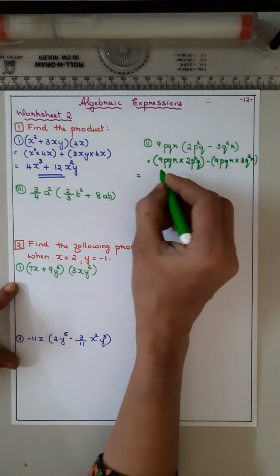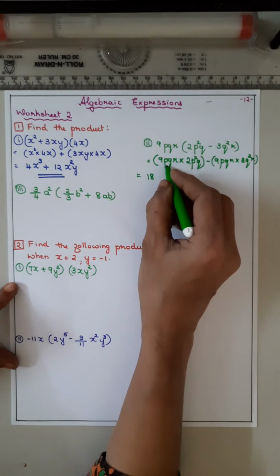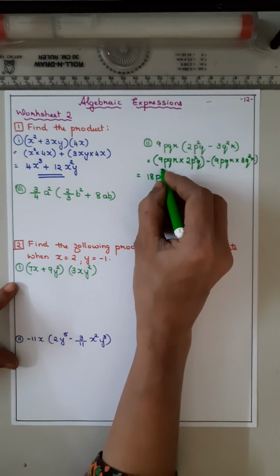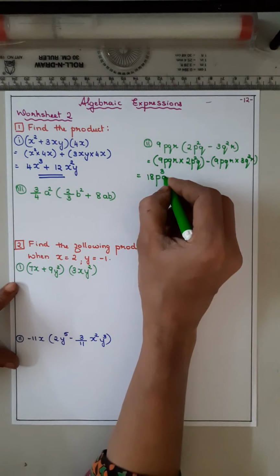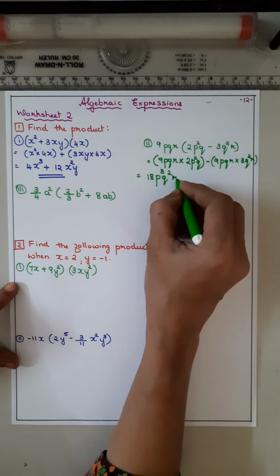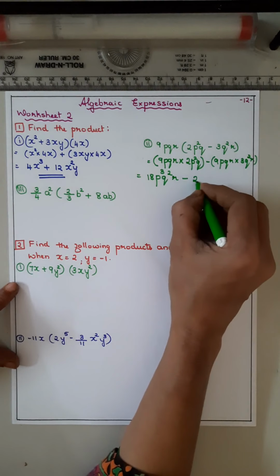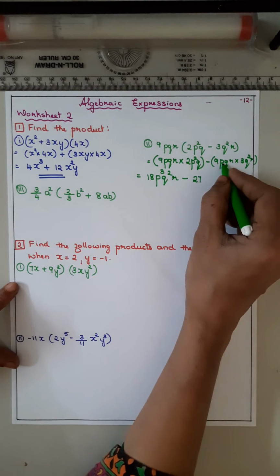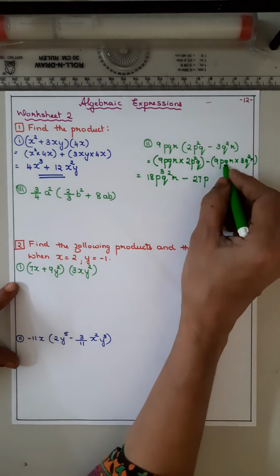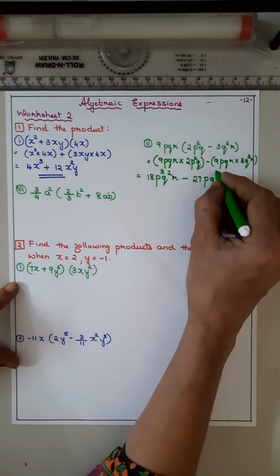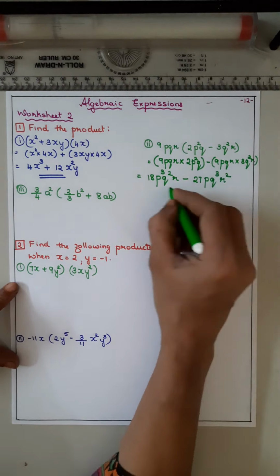Now 9 2s are 18, p and p squared, that is p cube, q and q, that is q squared, and then r. Sign is minus. 9 3s are 27. P, here P is not there, so only P. Q and Q squared means Q cube, R and R, that is R squared.